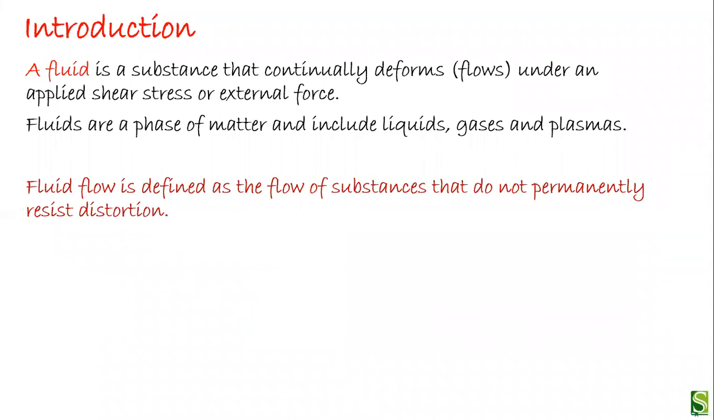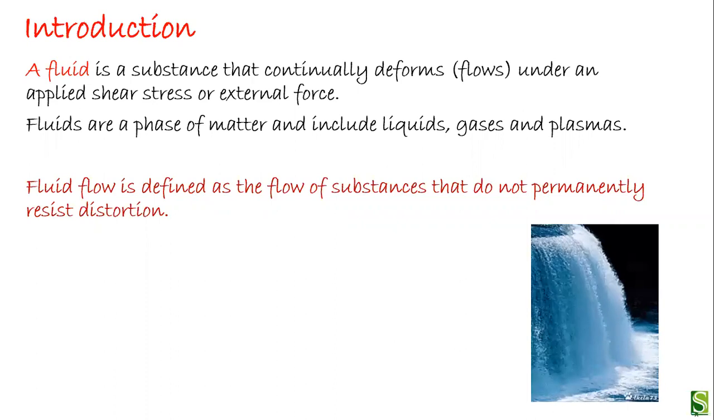The fluid flow can be defined as the flow of substance that does not permanently resist distortion. Means what? On application of any type of shear stress, the material, if it is a fluid, will go on flowing without giving any resistance, and it will not resist its distortion. That means depending on the intensity of the shear stress applied, the material will go on changing its form without resisting it.